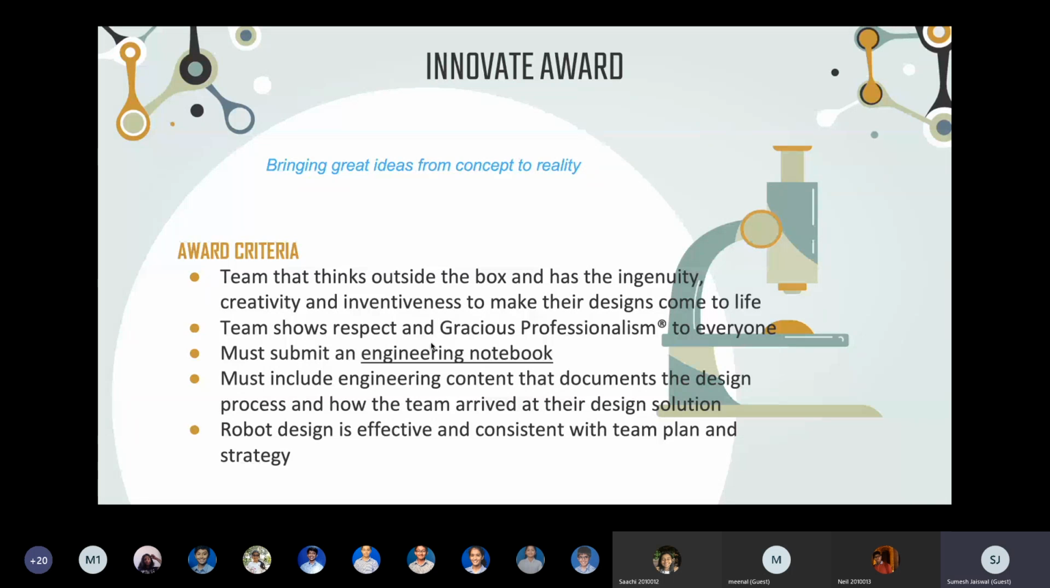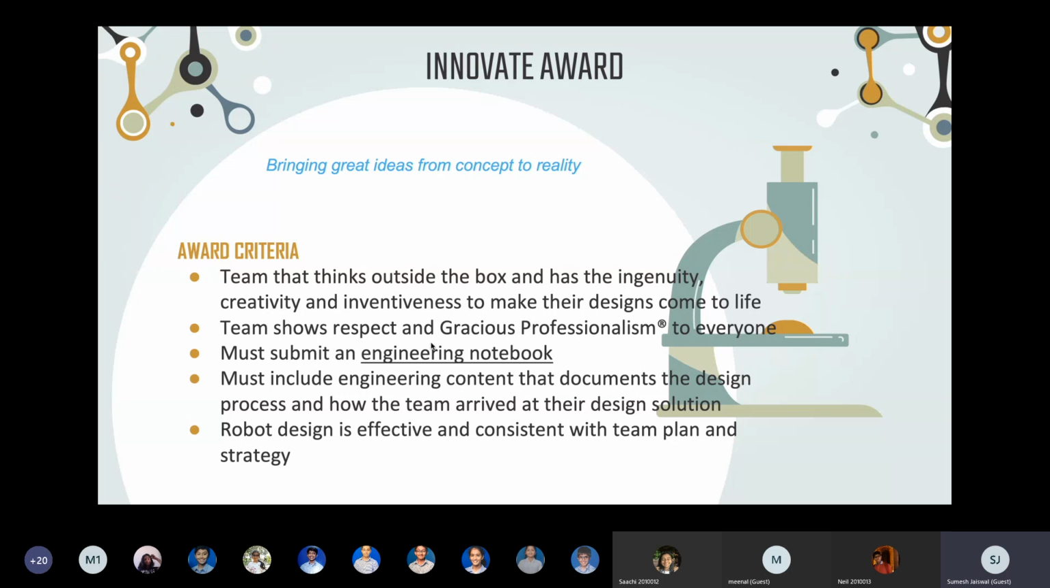how it is different from other teams, and why. What the judges appreciate here is how much outside-the-box thinking a team does in order to come up with their ideas, how creative and how inventive. So that is what this Innovate Award is all about. And like all the other awards that we have seen so far, the teams must show gracious professionalism to everyone, and the teams must submit an engineering notebook. So these are two mandatory criteria behind these awards.